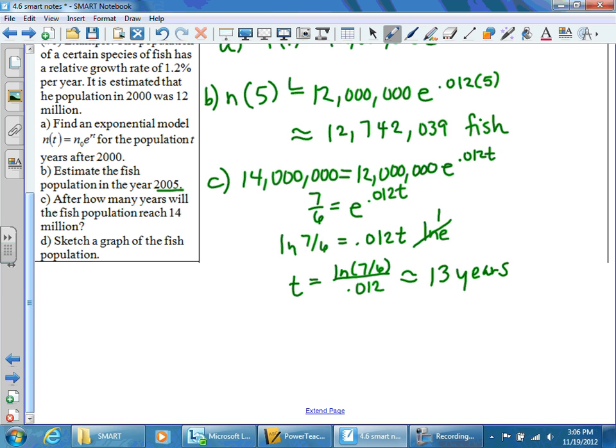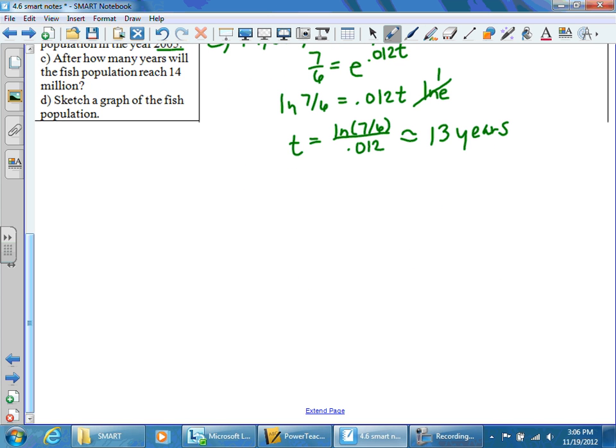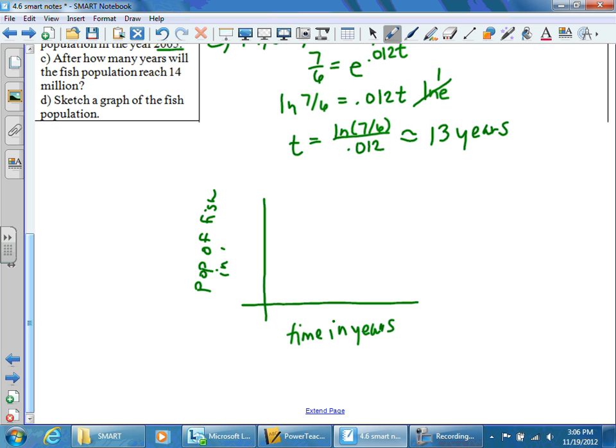And D wants me to sketch a graph. So I have time in years, and the population of fish. And we can write this in millions, so I don't have to write all those zeros over and over. I'm going to go by 2s. I know that the initial amount was 12 million, and you could really have your time grow as much as you want by 10s, by 1s, by 30s, but it's going to grow up this way.